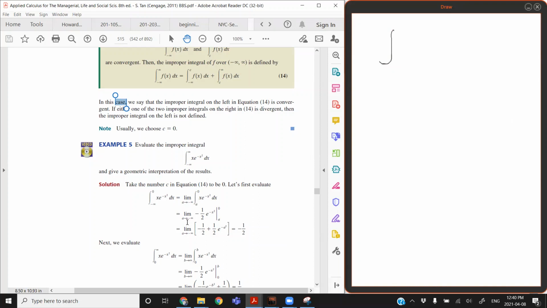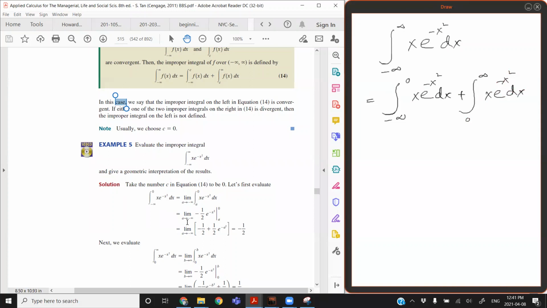Integral from negative infinity to infinity of x e to the power of minus x squared dx. So first we're going to break that into two improper integrals: from negative infinity up to 0 of x e to the minus x squared dx, plus the integral from 0 to infinity of x e to the minus x squared dx.